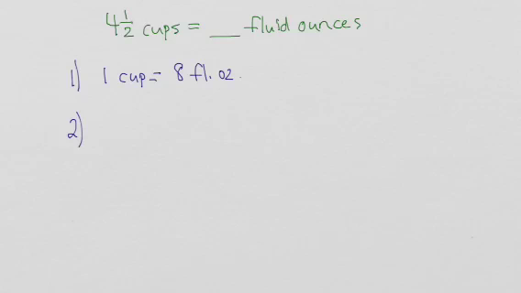So the first thing you do is you ask your Google or your Alexa or whatever, how many fluid ounces are in 1 cup, and it comes back as 8. So there's your first step. Get your conversion factor.